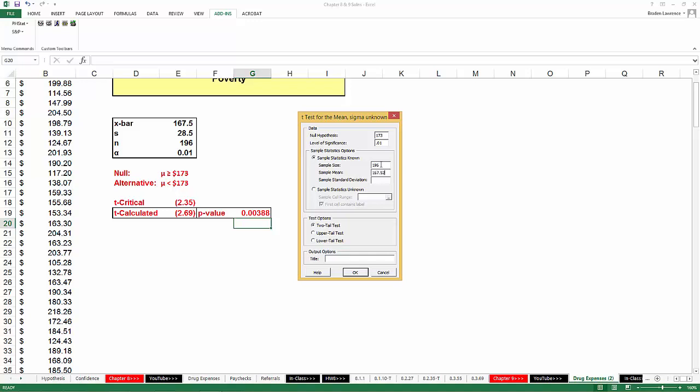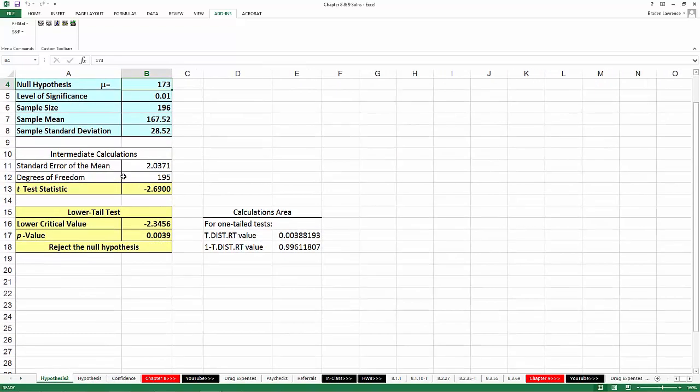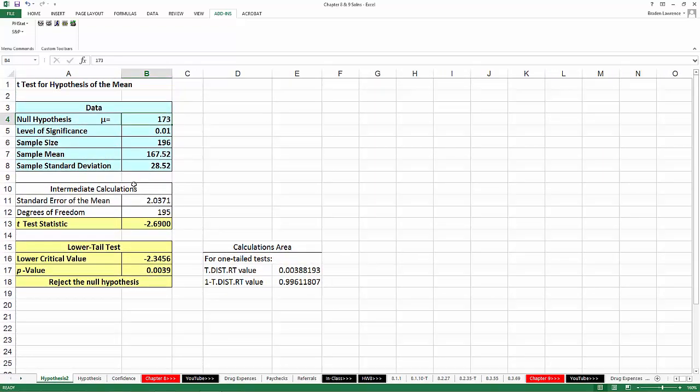When you click OK, it will give us our output. So here we see our standard error. Degrees of freedom is n minus 1, so 196 minus 1, and our test statistic that we calculated earlier. Here's our lower critical value, so we would say that this falls in the range of our rejection region, so we reject based on that. We also have a p-value that is less than our alpha, or level of significance.